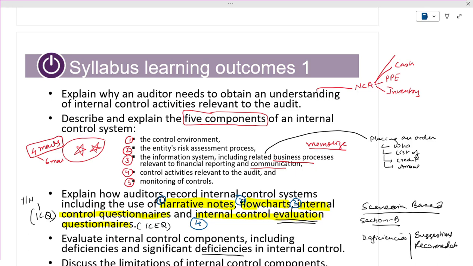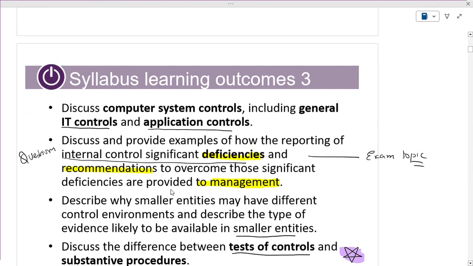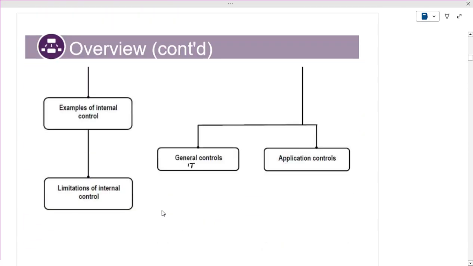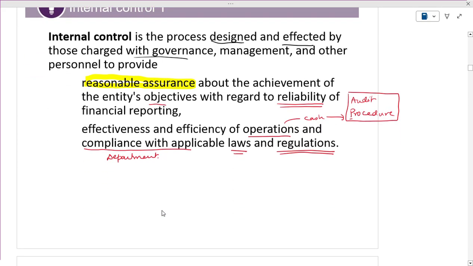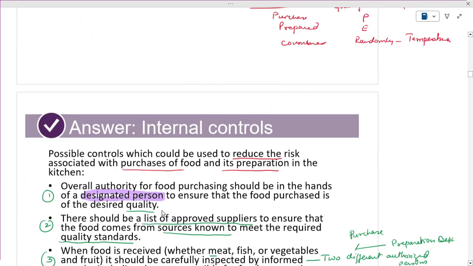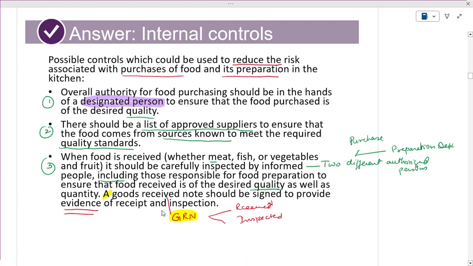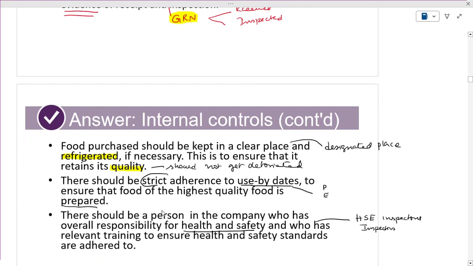Is it okay? Fine. This is what we are talking about. You have IT controls, you have application controls. What are the internal controls? We have done this. We have done the case study with respect to the food outlet.